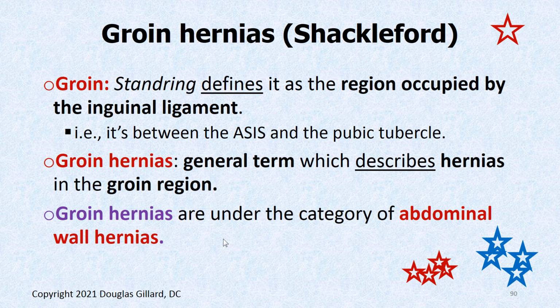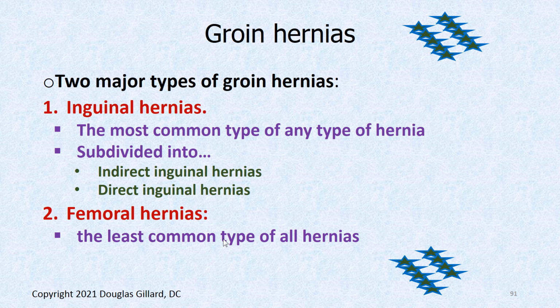It's defined by a region: the groin is basically your inguinal ligament. It's the crack between your lower abdomen and your thigh where they come together. That's your groin. And groin hernia is a very general term which means a hernia in the groin region. Now, groin hernias are still included as an abdominal wall hernia. So umbilical hernias, groin hernias, spigelian hernias, they're all abdominal wall hernias. So abdominal wall hernia is the major category. Groin hernia is just a subcategory.